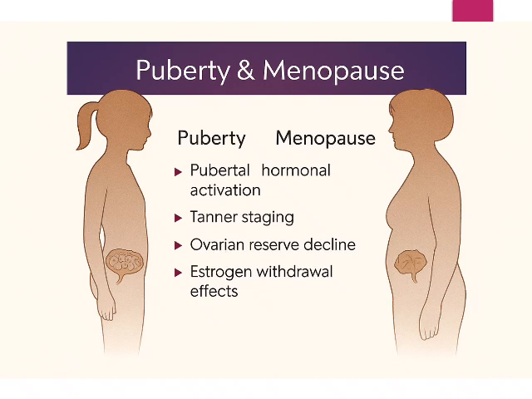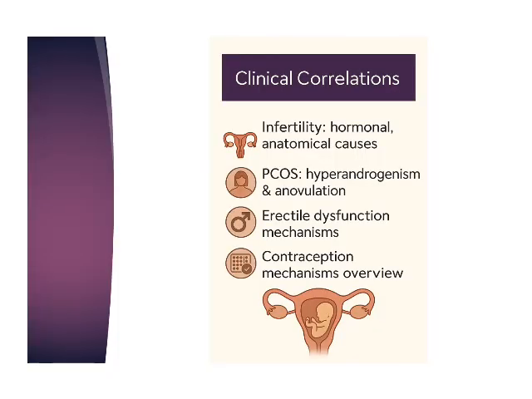Puberty and menopause is another chapter in our course, and the end of our course will have a chapter about clinical correlations: infertility, polycystic ovarian syndrome with its hyperandrogenism and anovulation, high circulating androgens and anovulation, erectile dysfunction, and the end of the course will be the contraception mechanisms and overview.